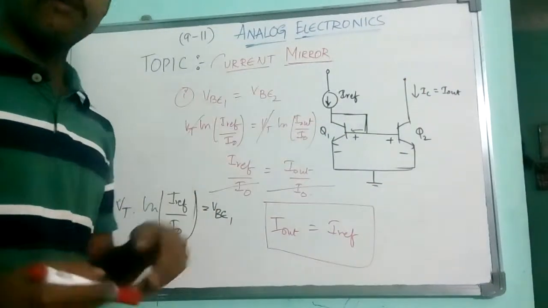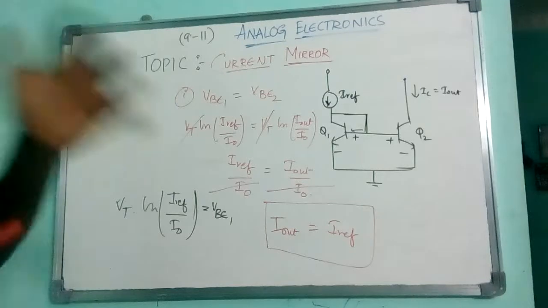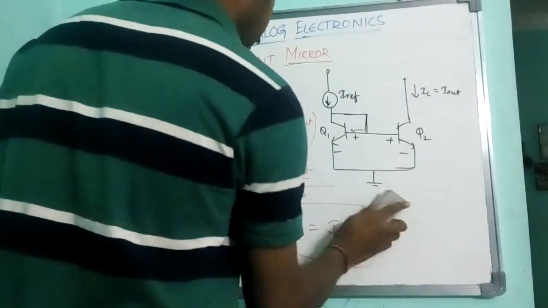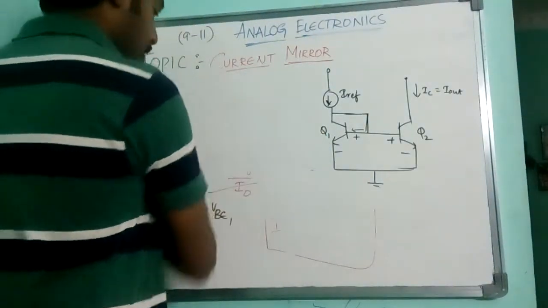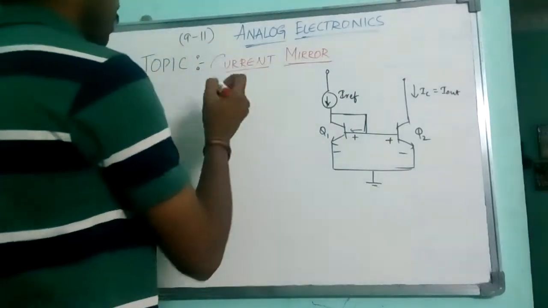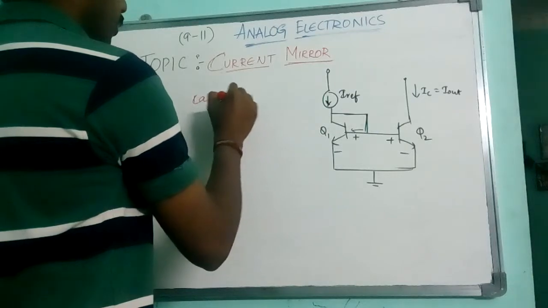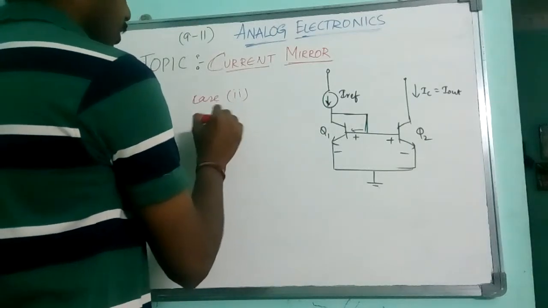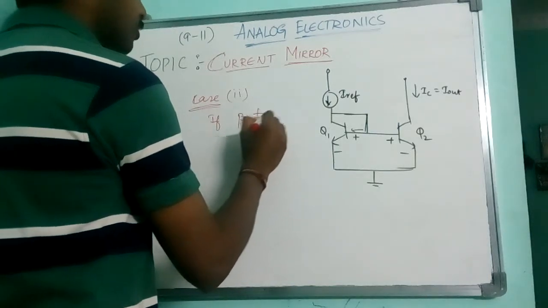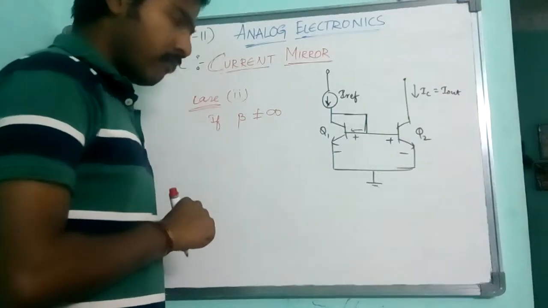At the output I have I reference. The output should be the same as the input. This first case I am saying is for the basic current mirror. Now the second case. This is very interesting. Case 2: if beta is not infinity, then see, what happens here?